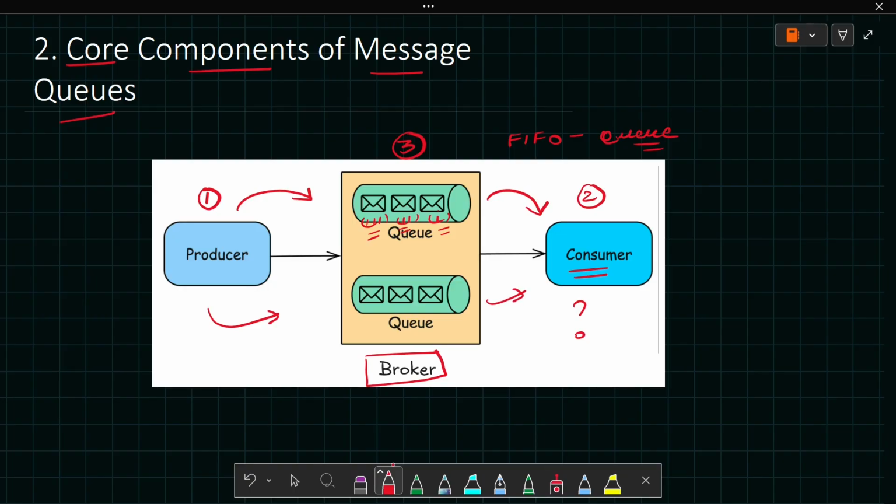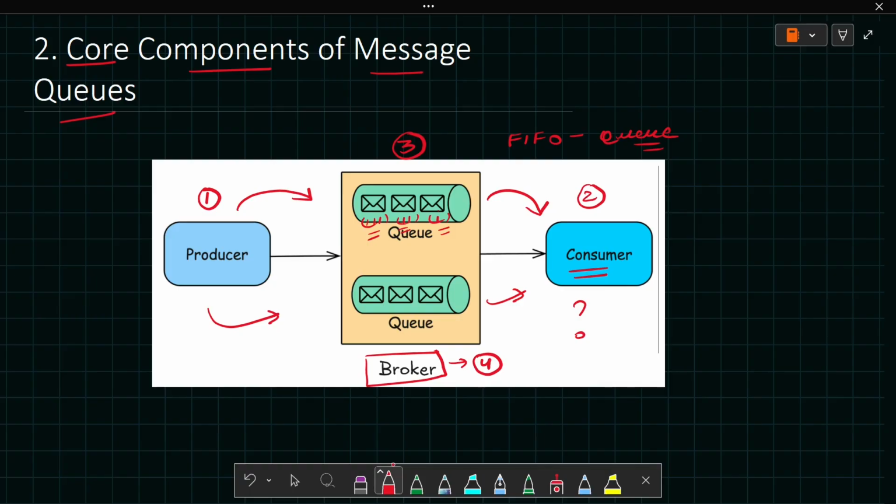Here we have the term broker. Why do we call it a broker? A broker is a queue manager. So this is the fourth component. It is the queue manager which is managing the queue. It is the software or service that manages the message queue, handles the delivery of the messages, and ensures that messages are routed correctly between the producer and a consumer.